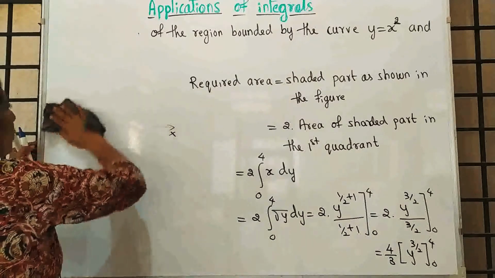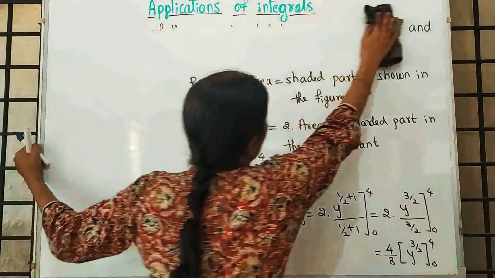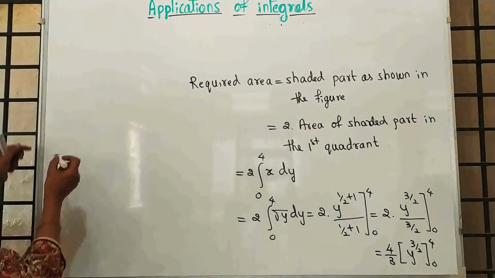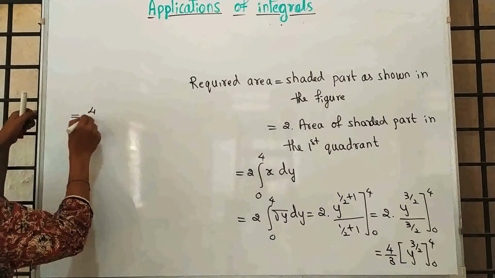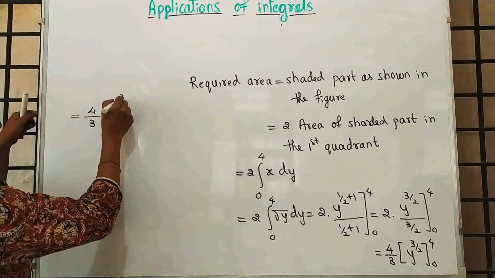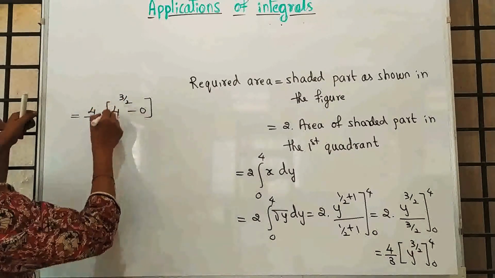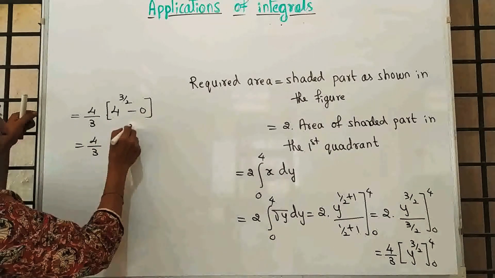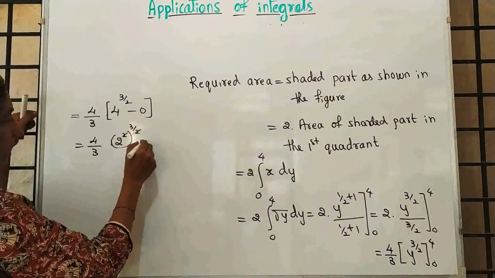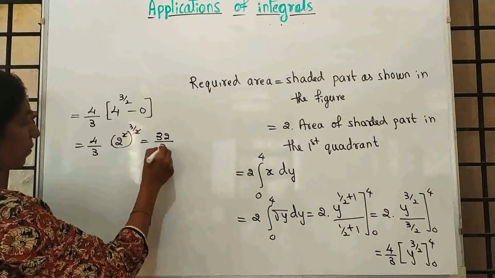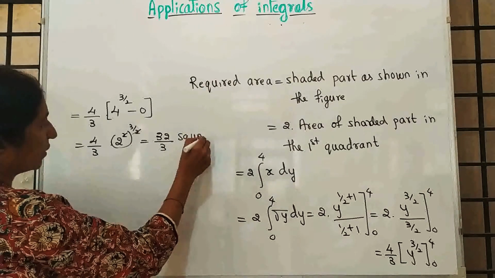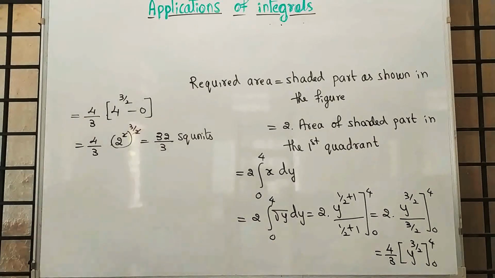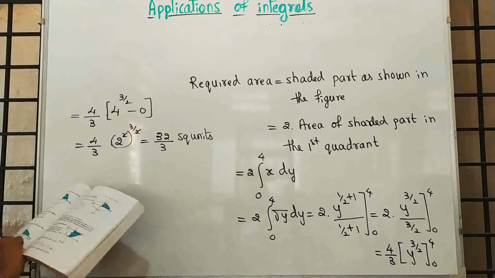Now is it clear or what? Yes, the figure, everything is very simple, only if you are familiar with the first year analytical geometry. 4 by 3, 4 raised to 3 by 2 minus 0. 4 by 3, 4 is 2 square raised to 3 by 2. 2 cube is 8, 8 fours are 32, so 32 by 3 square units. See, is it simple or what? Yes. Moving to the next question, again a worked example I am giving you.